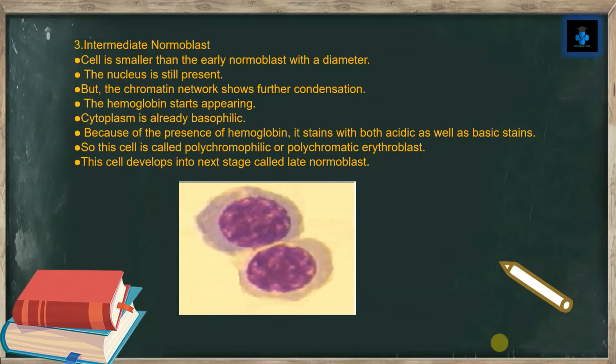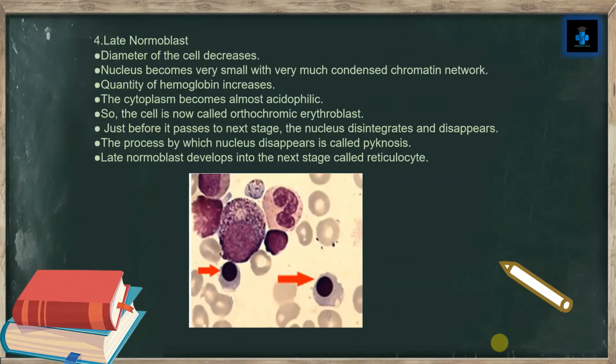Cells develop into the next stage called late normoblast. For late normoblast, the diameter of cells decreases further to about 8 to 10 microns. The nucleus becomes very small with a very much condensed chromatin network and is also known as ink spot nucleus. The quantity of hemoglobin increases. The cytoplasm becomes almost acidophilic. In the final stage of late normoblast, just before it passes to the next stage, the nucleus disintegrates and disappears. The process by which the nucleus disappears is called pycnosis.